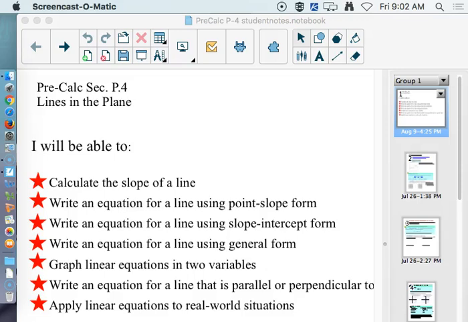So we're going to do section P4 today, which is still prerequisites. So we're still talking about things we should already know. And in fact, I really felt like I didn't even need to be there in first hour to teach this, because most of it just comes back to you super easily.